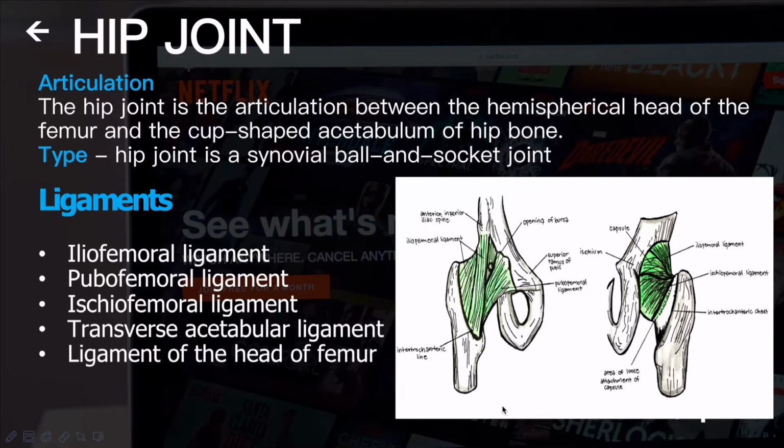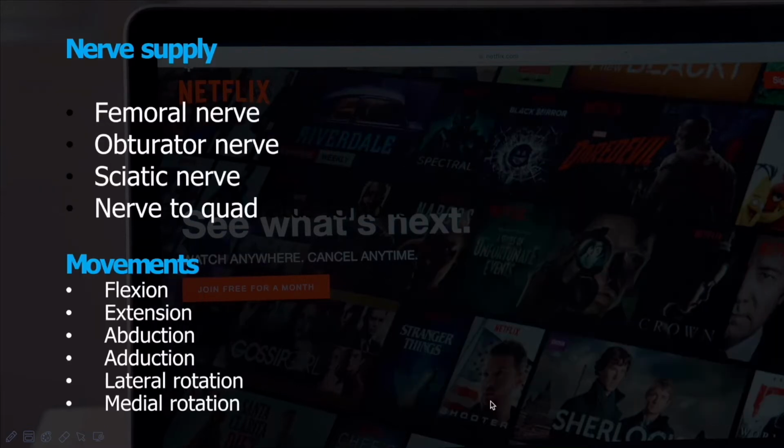The following ligaments of the hip joint are iliofemoral ligament, pubofemoral ligament, ischiofemoral ligament, transverse acetabular ligament, and ligament of the head of femur. The nerve supply of the hip joint include femoral nerve, obturator nerve, sciatic nerve, and nerve to quadratus femoris. And again, the movements of the hip joint permit flexion, extension, abduction, adduction, lateral rotation, and medial rotation.